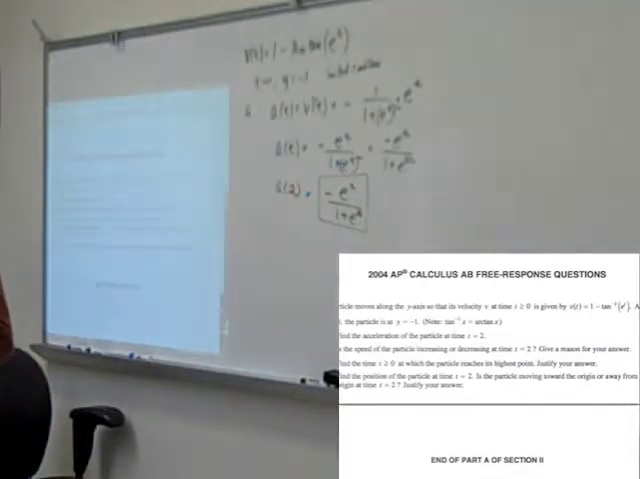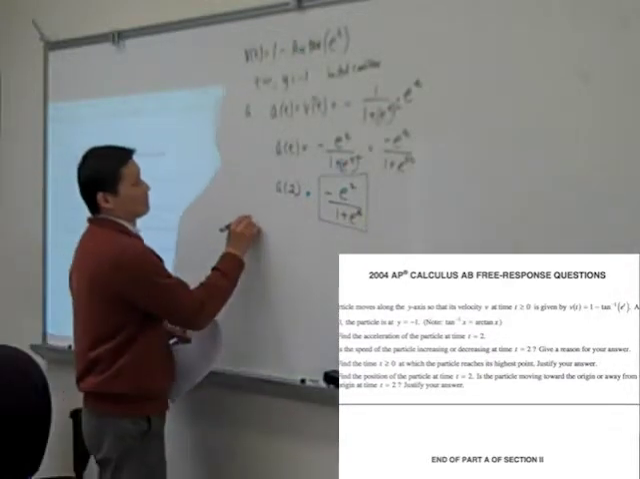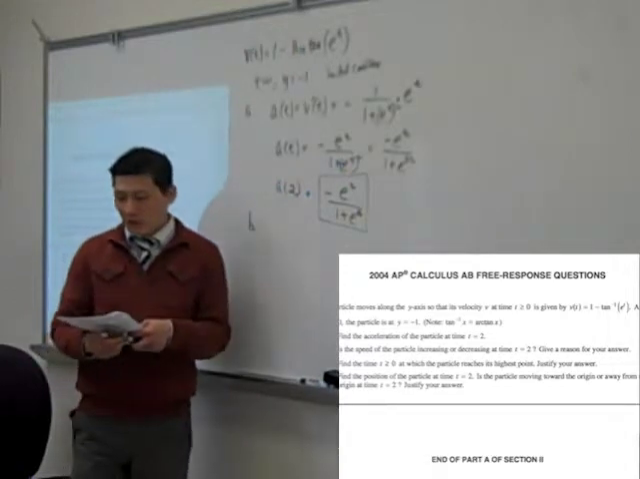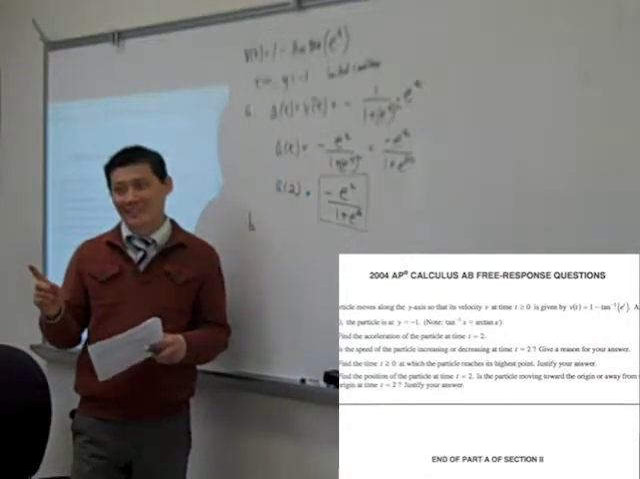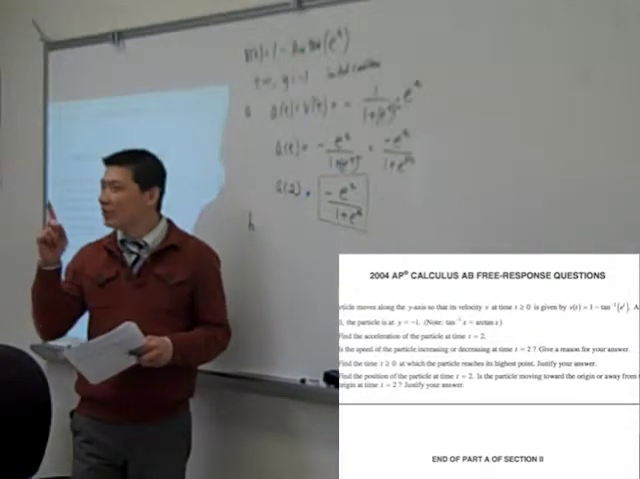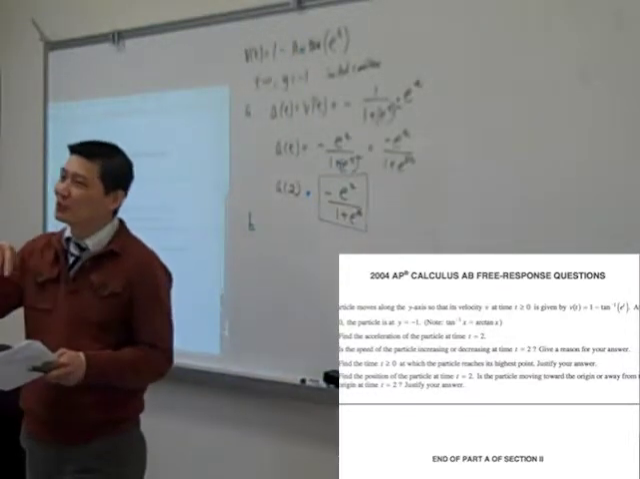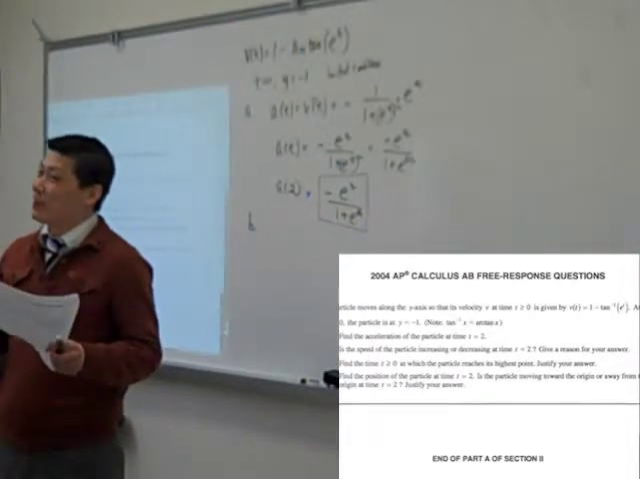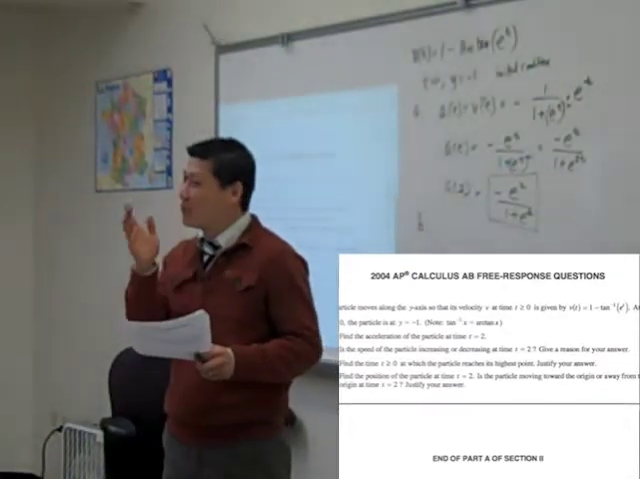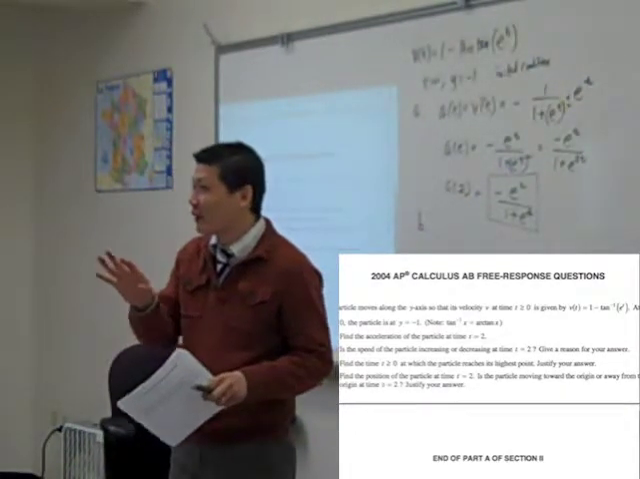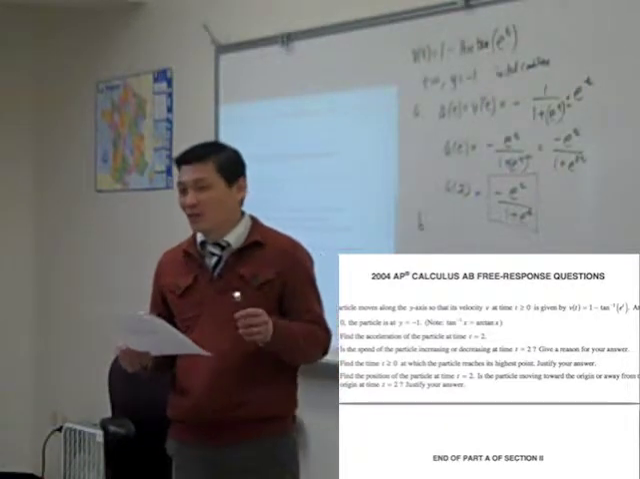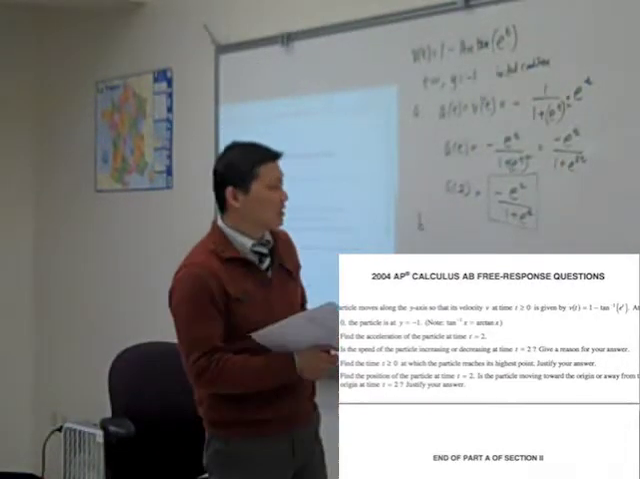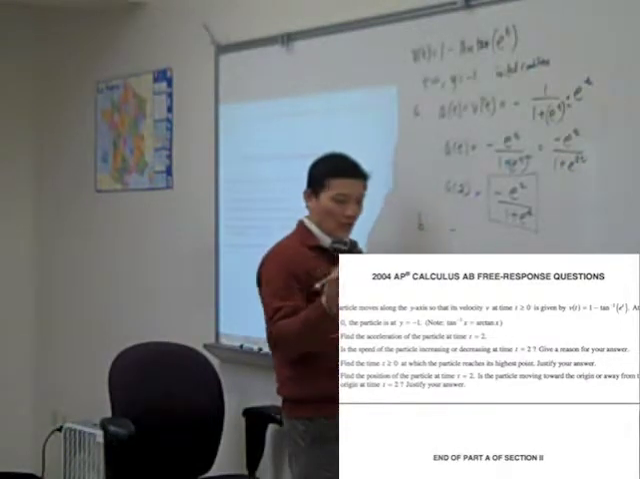Good. Questions up to this point? We're okay? Okay, part B. It asks whether the speed of the particle is increasing or decreasing. Now you know that they're making it tricky, right? That probably has to do with what we just talked about earlier. So here we are talking about speed, whether speed is increasing or decreasing at t equal to 2. So at t equal to 2, we have to figure out several things.